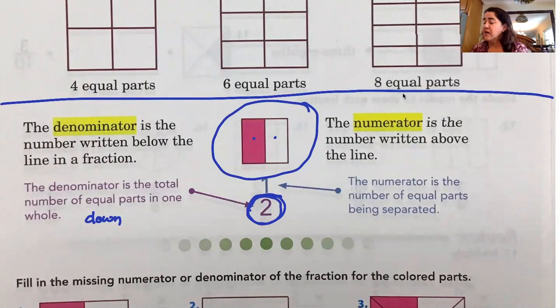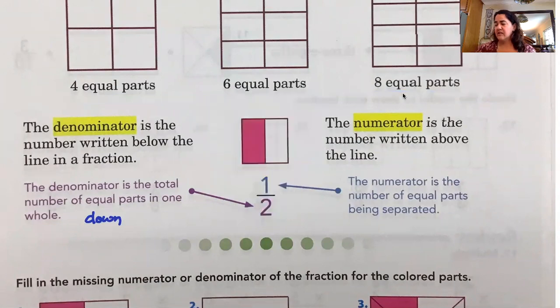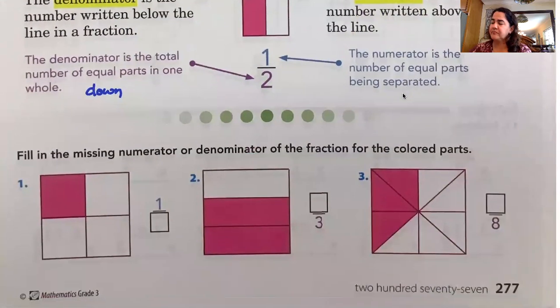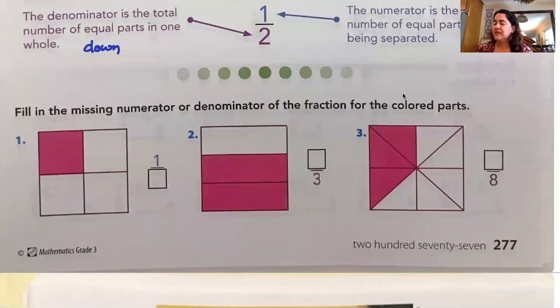The numerator is the number written above the line. The numerator is the number of equal parts being separated, right? So we're talking about 1 out of 2, or 1/2 of the square is pink. So now we have to fill in the missing numerator or denominator of the fraction for the colored parts. So we're filling in the missing number.